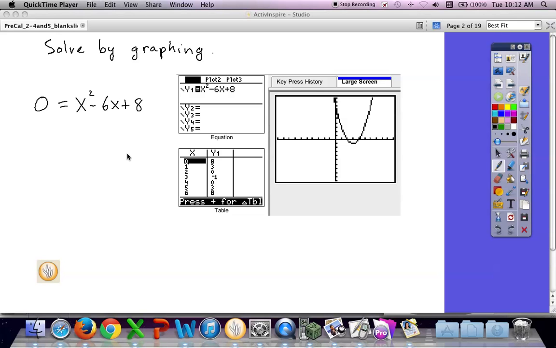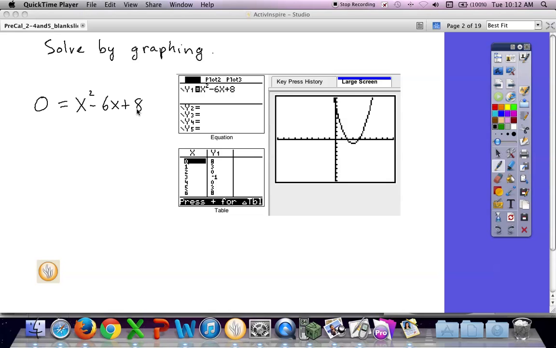If we had to solve this equation by graphing, what it would mean is put it in the calculator on y equals, meaning graph the function y equals x squared minus 6x plus 8. And then what would you be looking for?